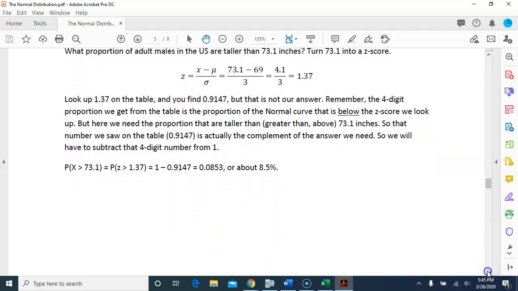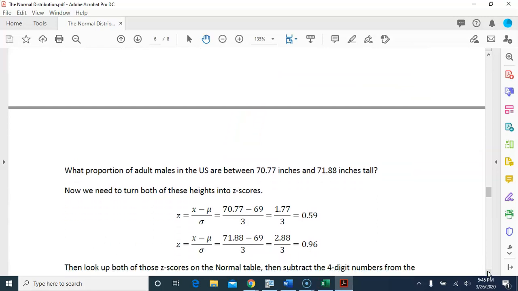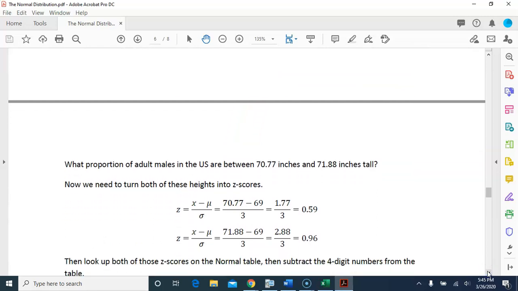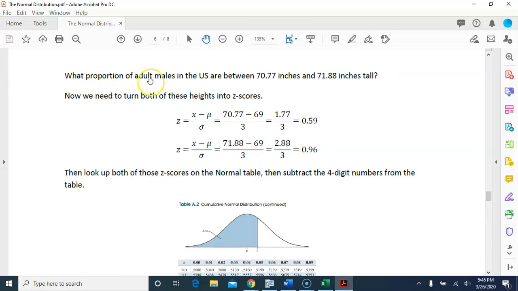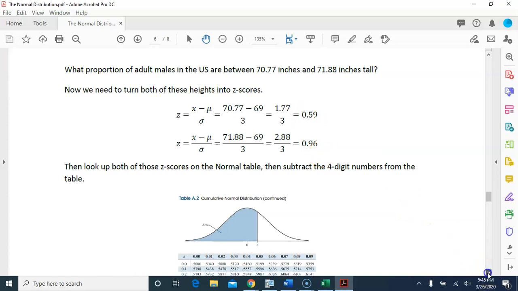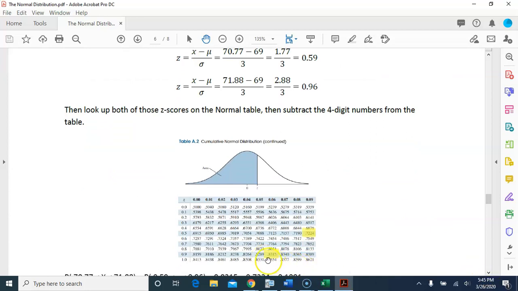0.085. Then another situation that comes up often is to find the proportion of the normal distribution that's between two values. So what proportion of adult males in the U.S. are between 70.77 inches and 71.88 inches? So now we have two different heights that we have to turn into z-scores, and these are the two z-scores. And then we're going to look up both of those z-scores on the table. And so I have them highlighted here.